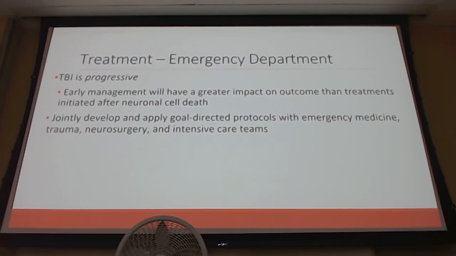So, we kind of already beat the dead horse on aggressively managing all of those other derangements to prevent that secondary injury, but it's something we start in the pre-hospital phase because TBI is progressive. So there are a lot of joint goals and goal-directed protocols when we're talking about dealing with TBI in the ED, trauma, and neurosurgery.